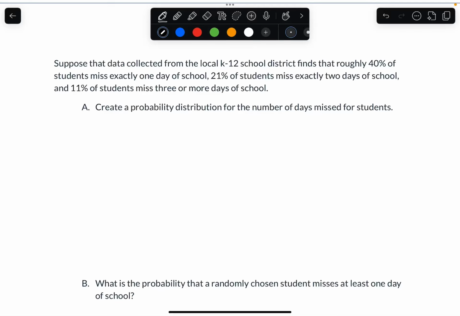We are going to look at one more example, trying to put together a lot of the same ideas that we've been talking about throughout this course. We're going to particularly look at probability distribution.